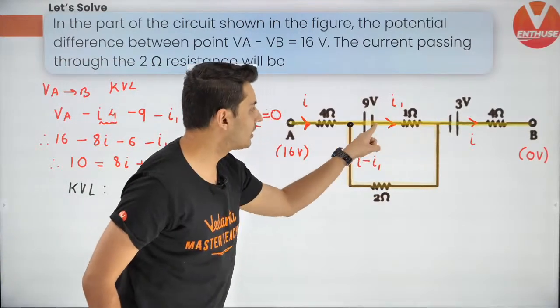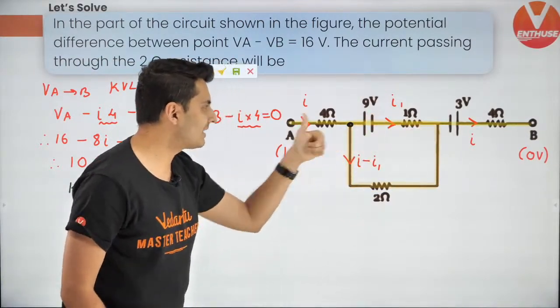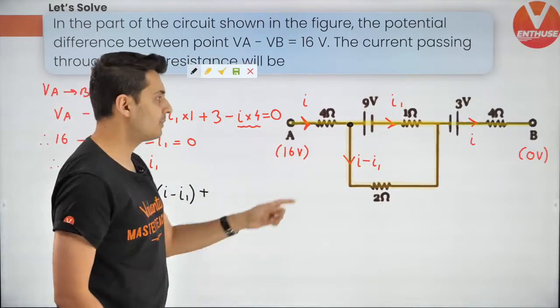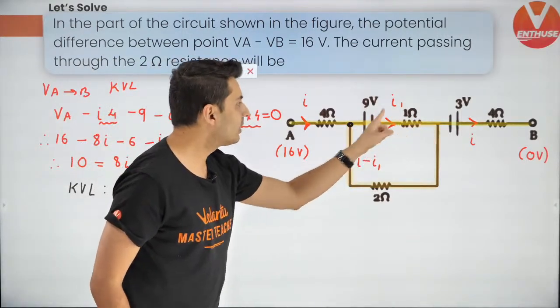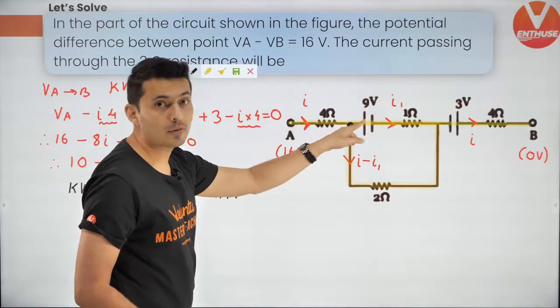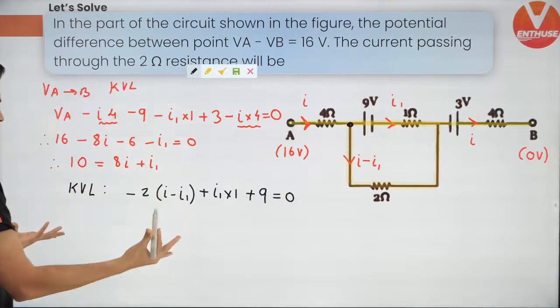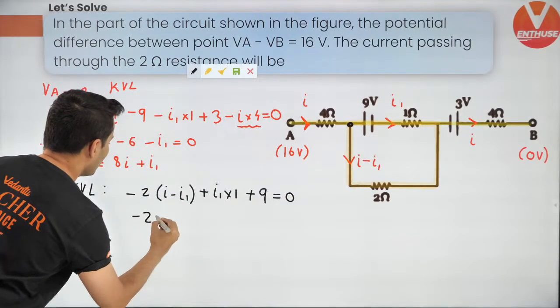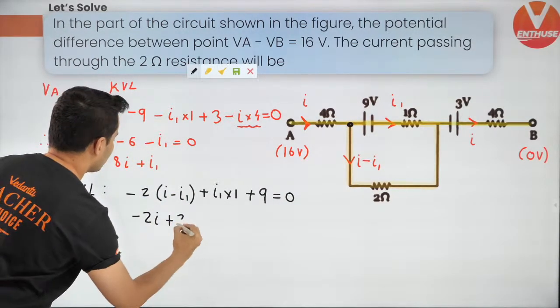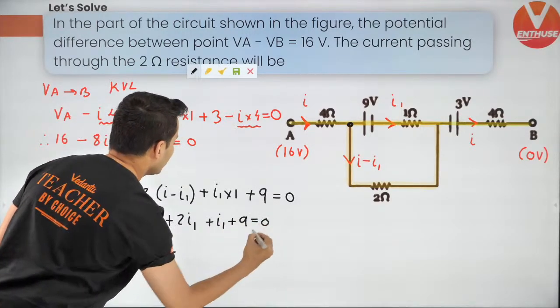Then from here to here, you can see I'm going opposite to the current. Be careful. So it will be plus. Yes, the voltage will rise because I'm going opposite to the current. So it will be I1 into 1. And this battery, I'm going from minus to plus. So again, plus 9, that is equal to 0. So just do that. So you'll have minus 2I plus 2I1 plus I1 plus 9 is equal to 0.